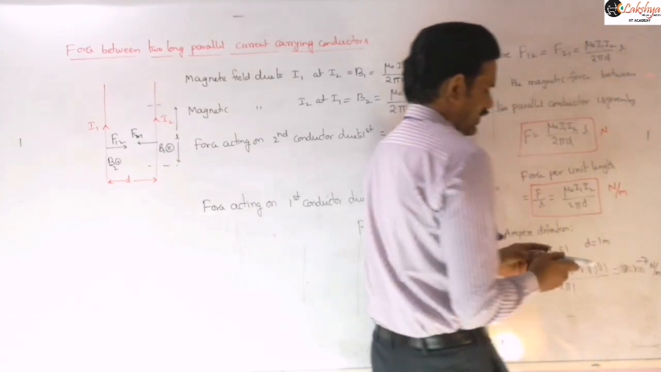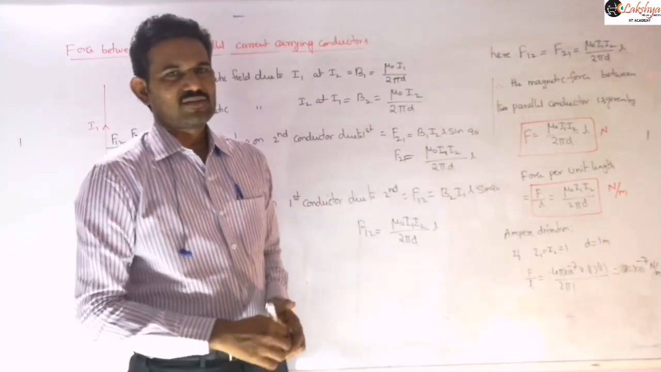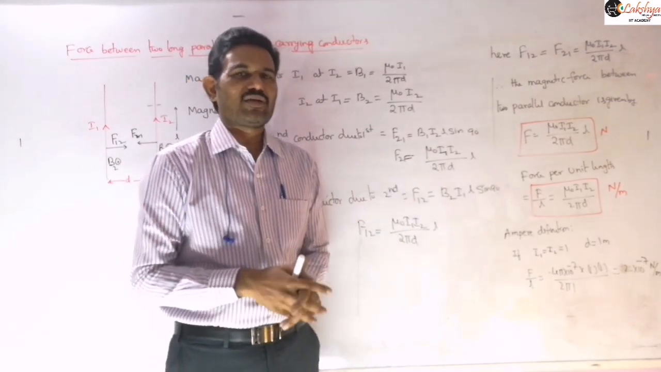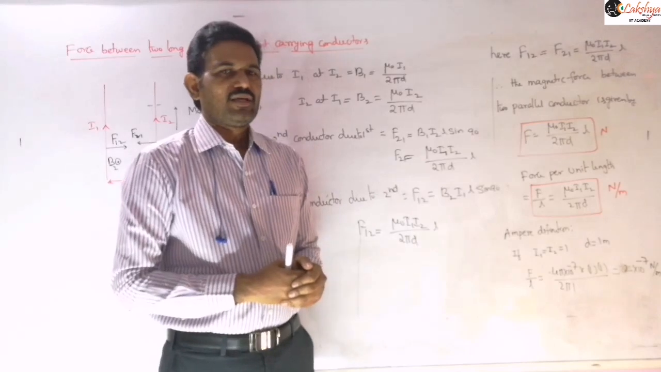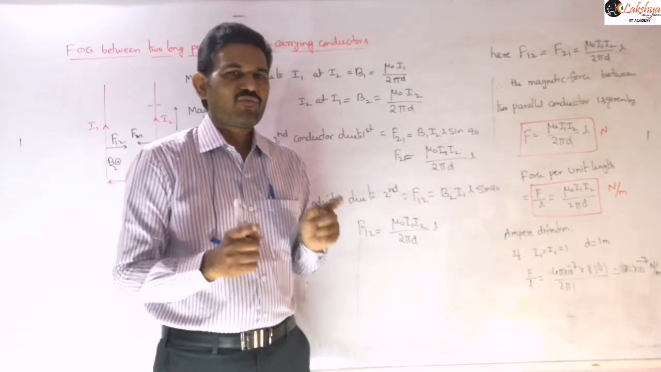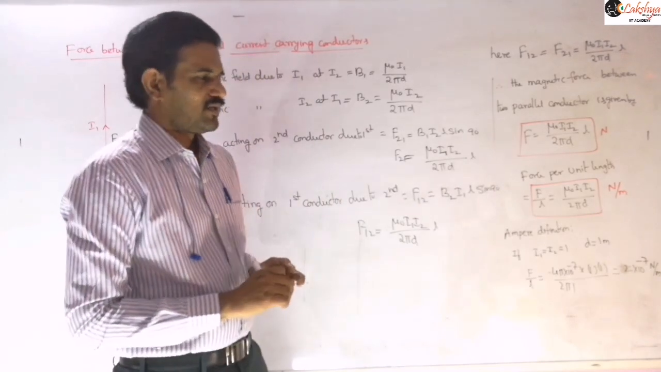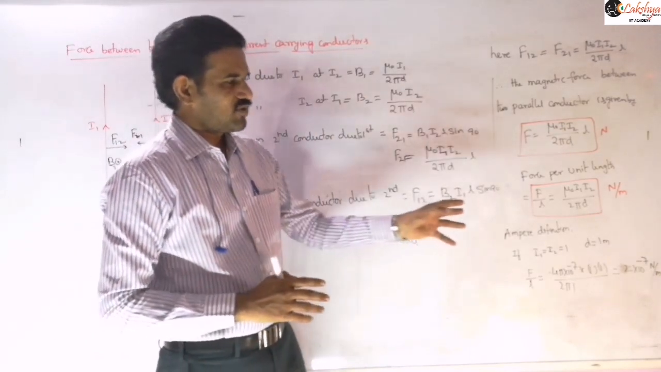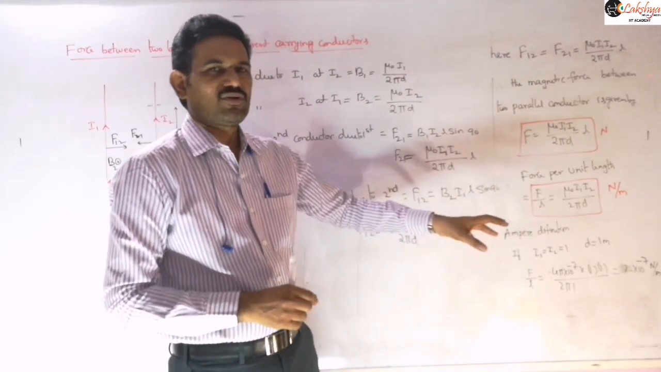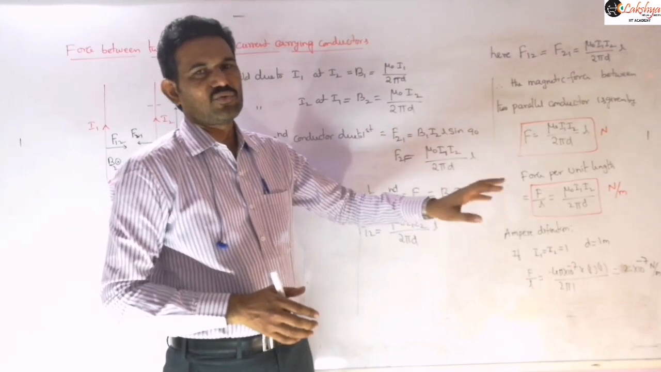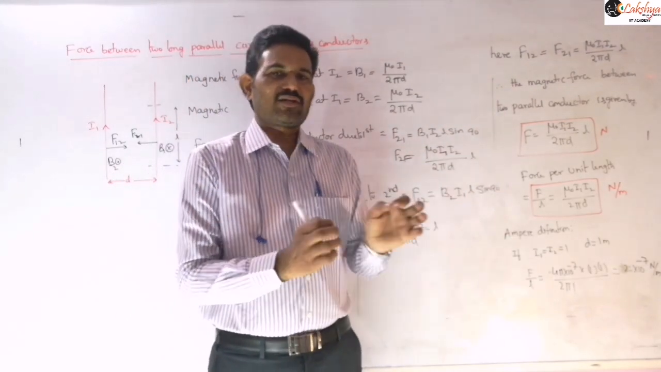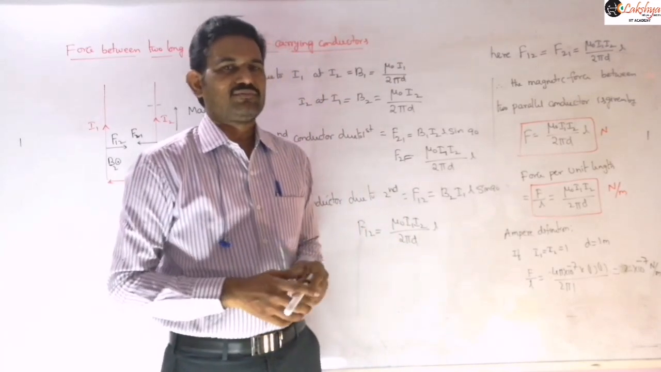Now this definition is defined as follows. If two parallel conductors are separated by a distance of 1 meter, and the current flowing in the conductors is such that the force per unit length between those two conductors is equal to 2 into 10 power minus 7 Newton per meter, then the current flowing through those conductors is said to be 1 ampere.